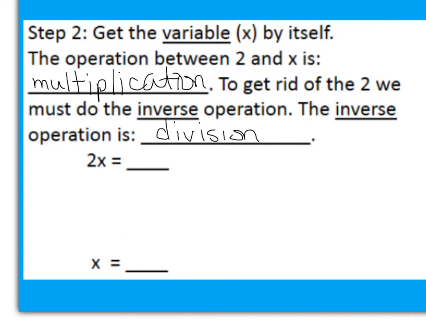So we had before 2x equals 4. So we have to divide by 2 on both sides. 2 divided by 2 becomes our 1, which gives us our 1x. And 4 divided by 2 is 2. So x equals 2.